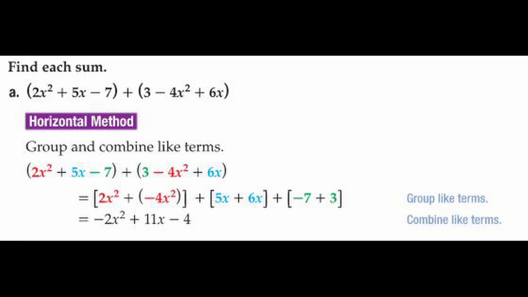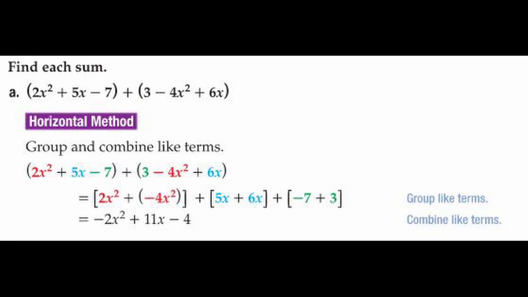Then you group your first degree terms together. So that's a blue 5x from the first parentheses. And then that's a plus 5x, by the way, so it's positive. And a plus 6x from the second parentheses, which is also positive. And then in the third set of parentheses, we're grouping the negative 7, which is your constant from the first parentheses, plus 3, which is your constant from the second parentheses, and they're grouped in green over there on the right. You don't have to put those brackets when you do it. That's just the book trying to show you, like, here's one group, here's another group, here's another group.